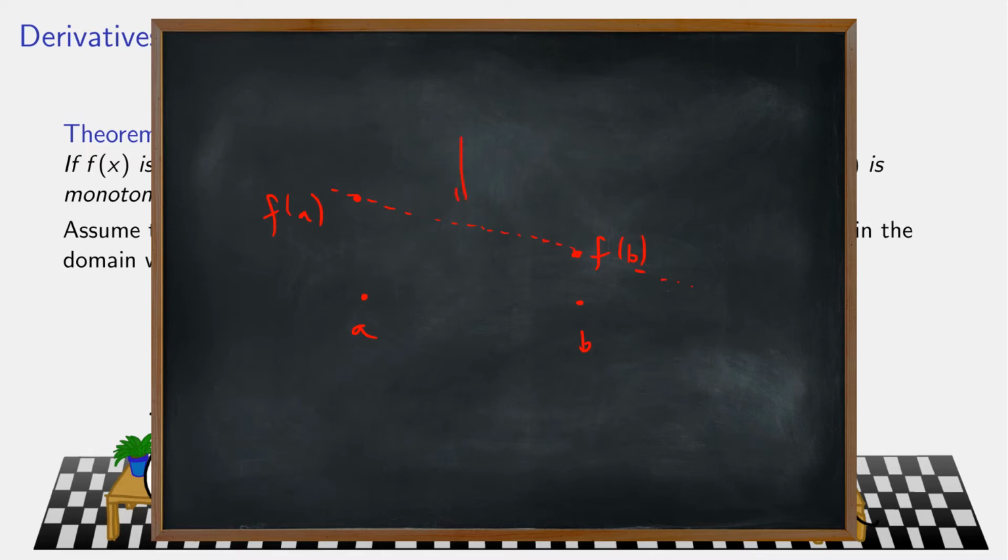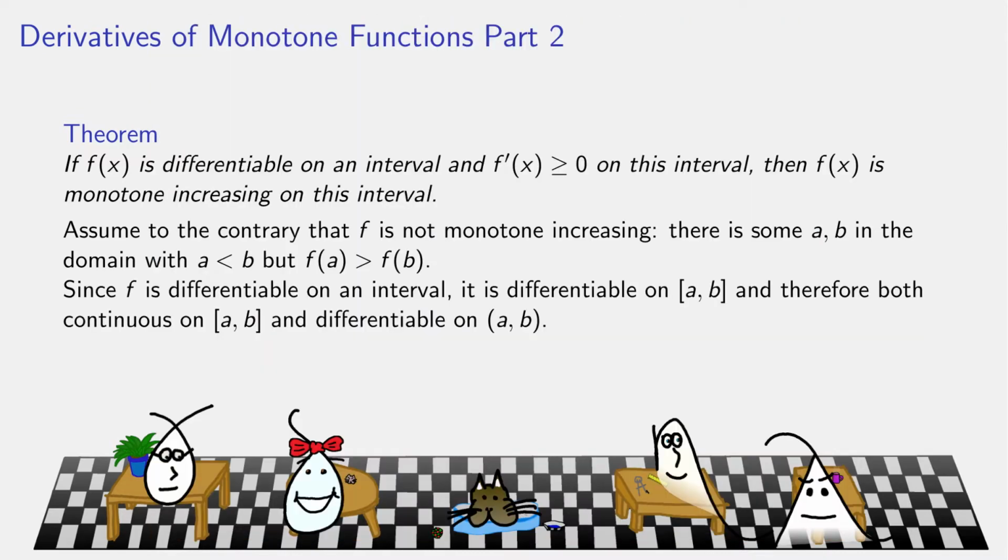I wonder, what can you tell me about the slope of this line? So f is differentiable on the interval. It's therefore differentiable from a to b, because a and b are both in the interval, and therefore every point in between is in the interval. So it's continuous from a to b and differentiable on the interior of a to b.